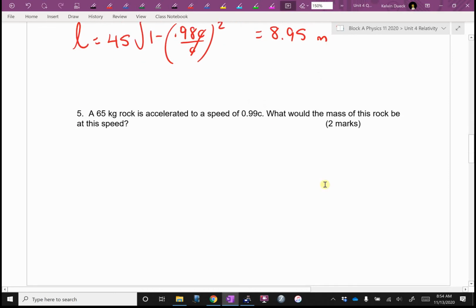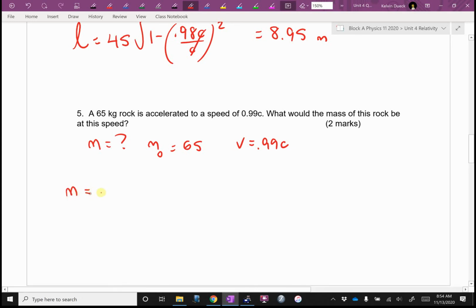Now they want me to find the mass of the rock at this speed. So I think they're asking me to find the relativistic mass. I think M0 is 65. V is 0.99 c. I have a bit of a built-in error check. I've memorized that for the moving object, time is smaller. For the moving object, length is shorter. And for the moving object, mass is bigger. So I look at my answers and compare them, and then I can figure out if I've gotten L and L0 mixed up.